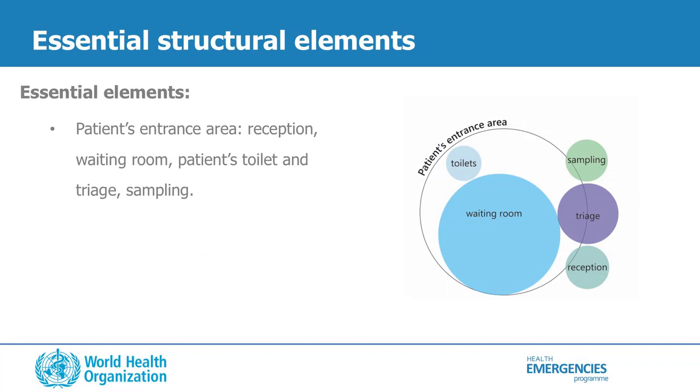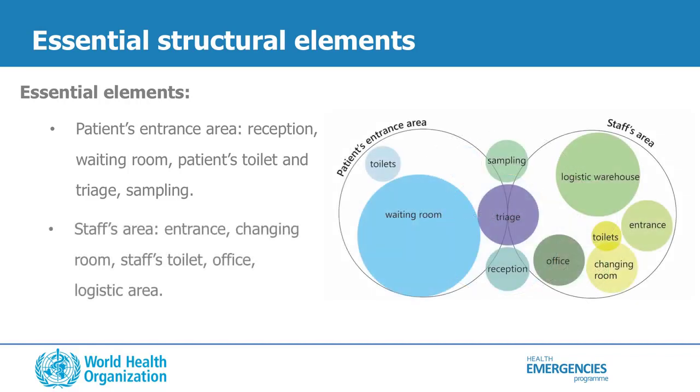The first essential structural element is the patient's entrance. It should include patient reception, a waiting room with dedicated toilet, triage, both for patients and staff, and a sampling room. On the staff side of the triage, there should be the staff area, including entrance, changing room, toilets, offices, logistic area, and all support services such as laundry, data management, and pharmacy.